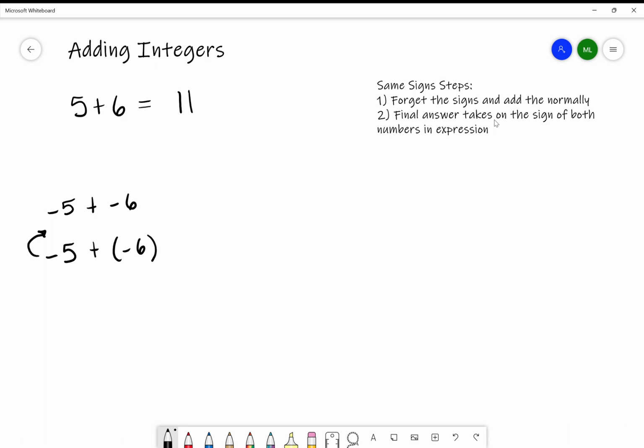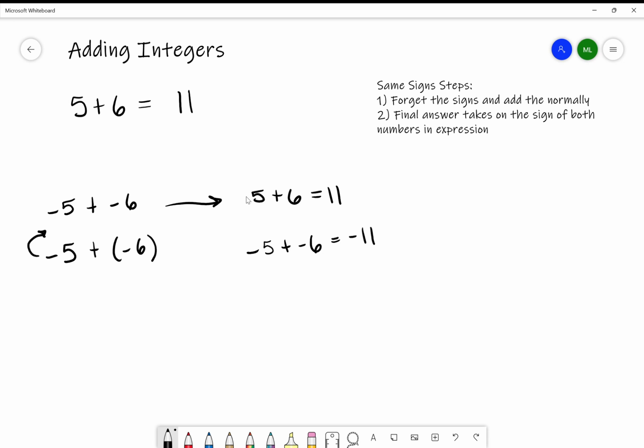Now again, they take on the same signs. They're both negative numbers. So you could, again, follow the steps. Forget the signs and add as you would normally. So now we do 5 plus 6, well, we know that's 11. But since the signs are both negative in this case, my final answer will not just be 11, it would be negative 11. So now I would have negative 5 plus negative 6 is equal to negative 11.